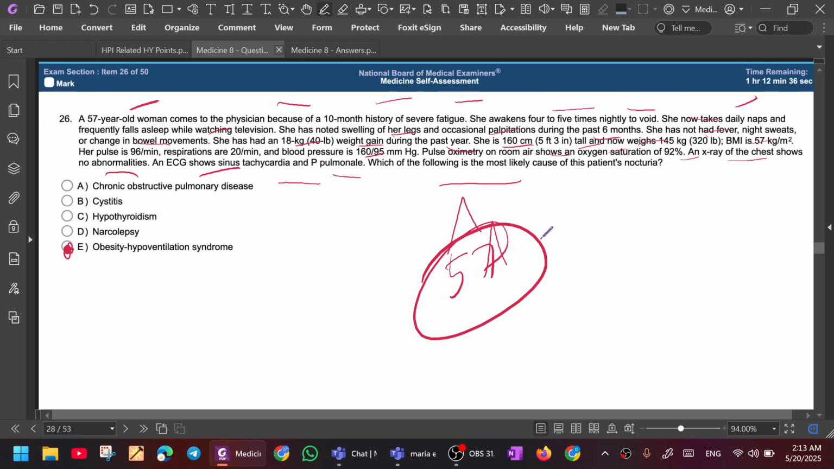Obesity hypoventilation syndrome, OHS, is the most likely cause of this patient's nocturia. OHS is occasionally encountered in patients with BMI over 30 and is common in patients with BMI over 50. Chronic alveolar hypoventilation leads to both hypercapnia and hypoxemia. Hypercapnia results in compensatory metabolic alkalosis, which manifests as an increased serum bicarbonate concentration, while chronic hypoxemia can lead to pulmonary hypertension and polycythemia.